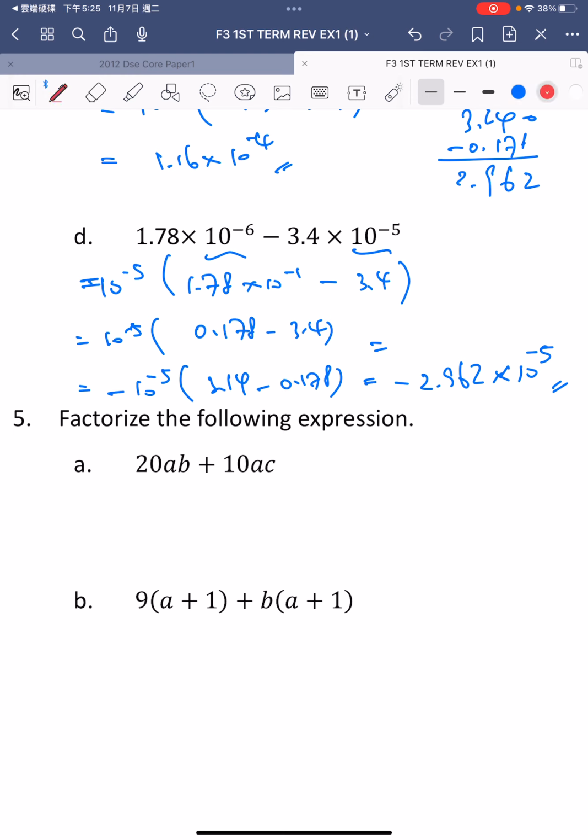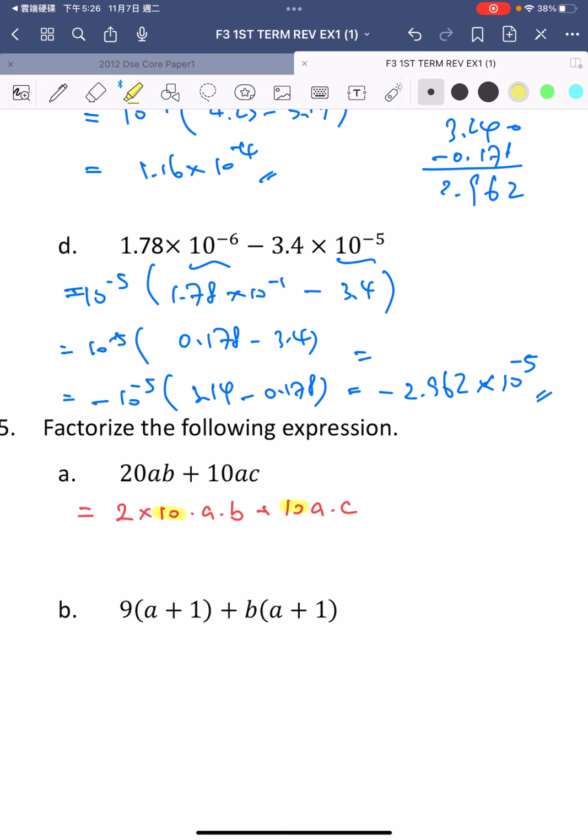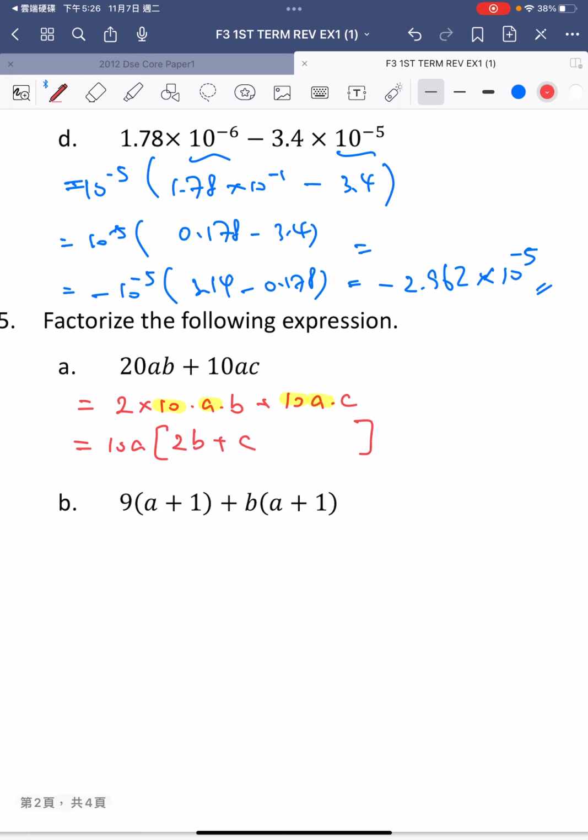We need to factorize the expressions. So first of all, the 20 can be actually written as 2 times 10 times A times B plus 10AC, isn't it? So now we're trying to find out what is the common factor. We have 10, we have 10, we have A, we have A. So we take out a common factor. We have to take out the 10A, then you're adding a bracket. So what we left is 2B plus C. So that's for question A.